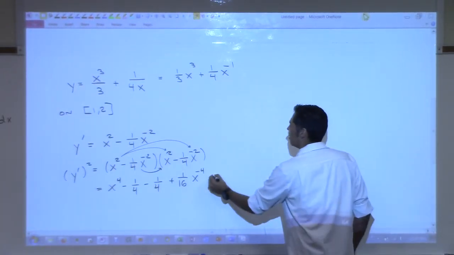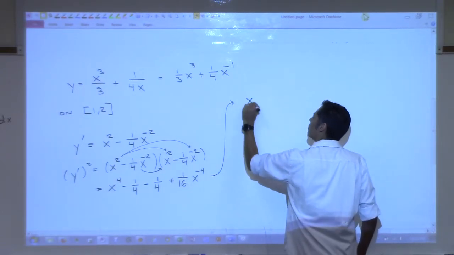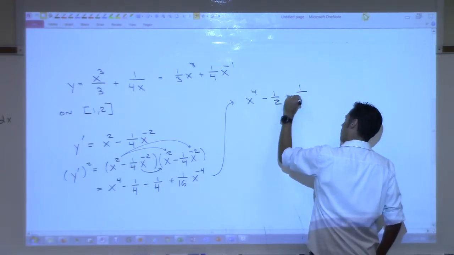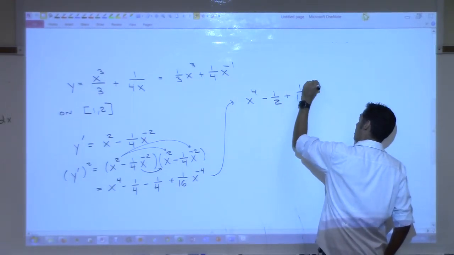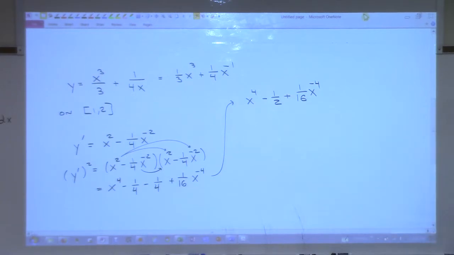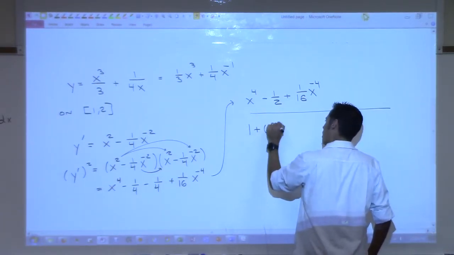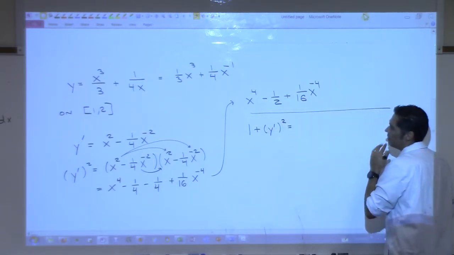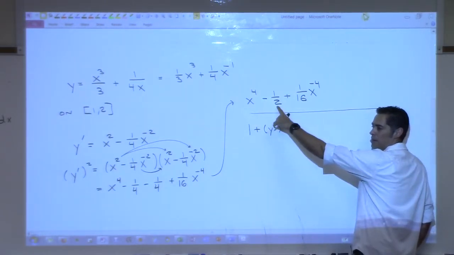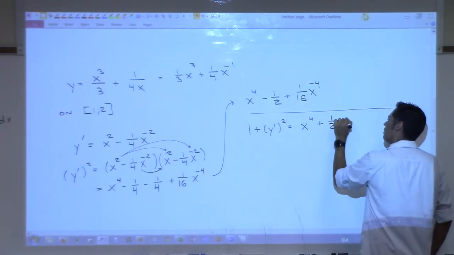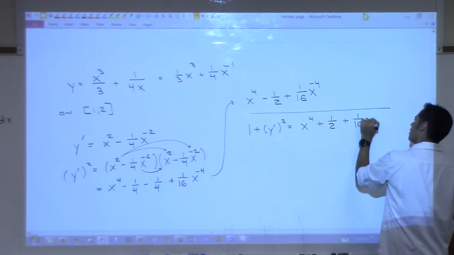All right, that is our derivative squared. I'll continue that up here. That's x to the 4th minus 1/2 plus a 1/16 x to the negative 4. That's where I am. What are we supposed to do with that? Add 1 to that, right? So next line, what is 1 plus that derivative squared? If I add 1 to that, it's going to just hit that term and become 1/2. So I have x to the 4th plus 1/2 plus a 16th x to the negative 4.